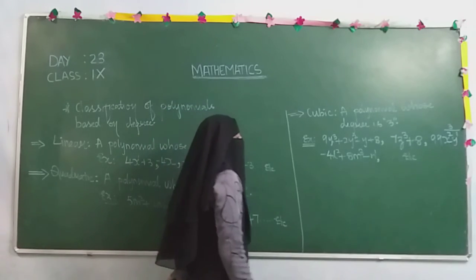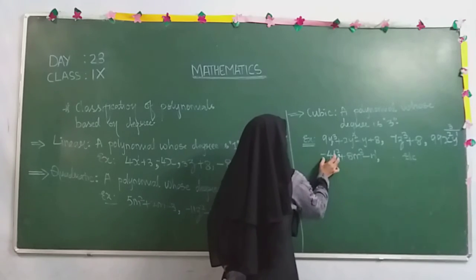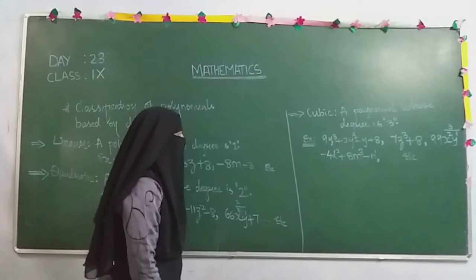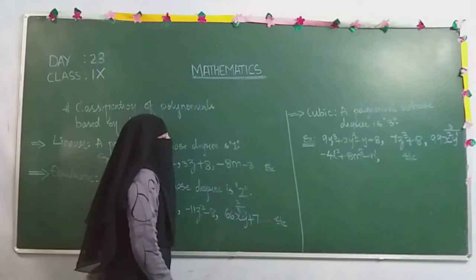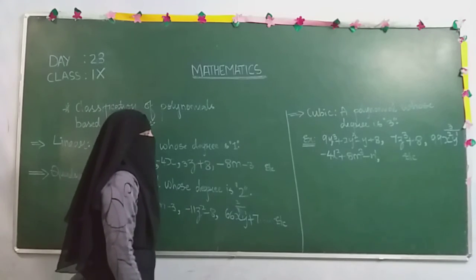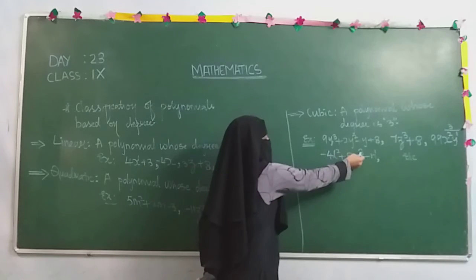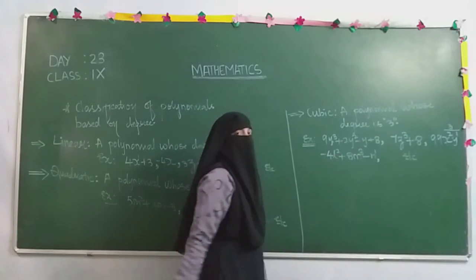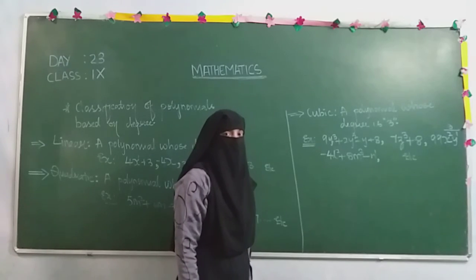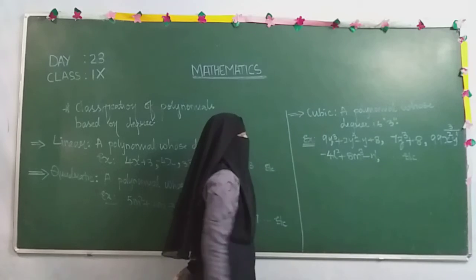So if you want to write in standard form, first 8m cube, then 4l square, then afterwards the last one will be minus n. That will be the standard form, but we need to check whether it is cubic or not. Yes, it is cubic. When you compare the powers, here it is 2, 3, 1. Comparing all three, you get the highest power as 3. That is the degree of this polynomial. When the degree is 3, it is called a cubic polynomial.